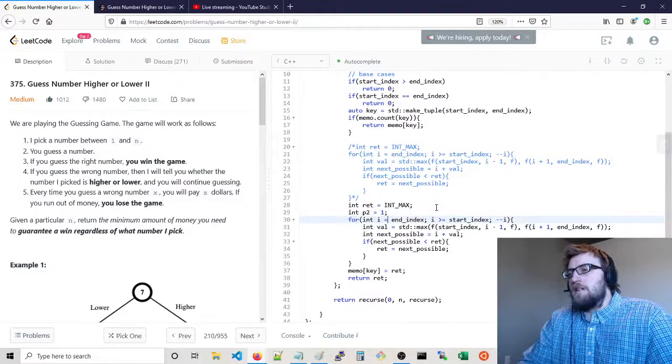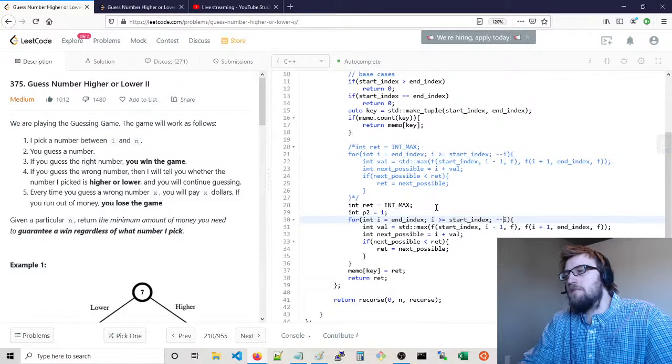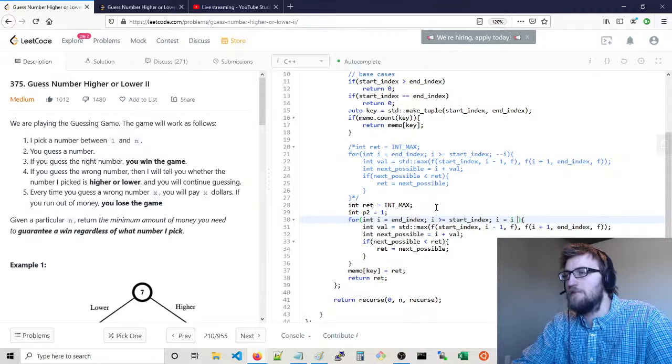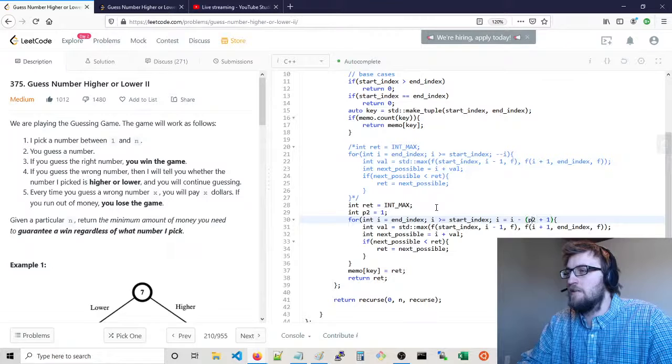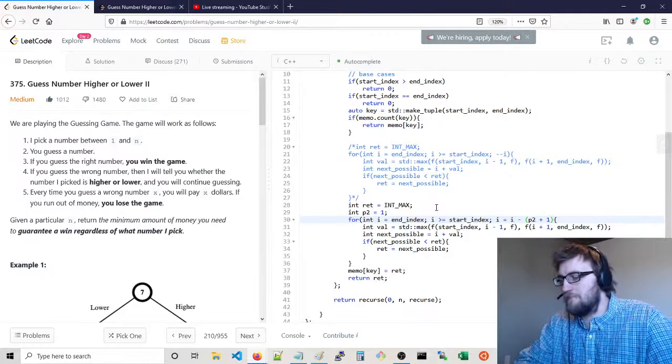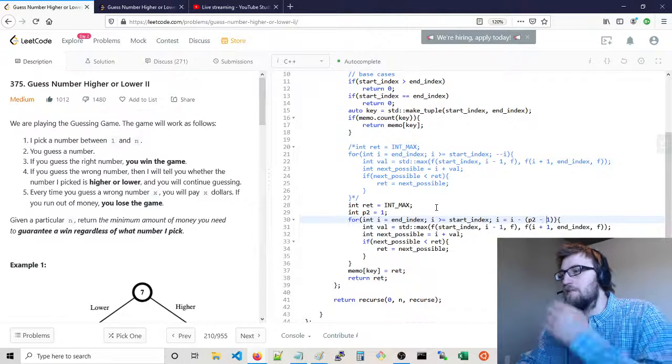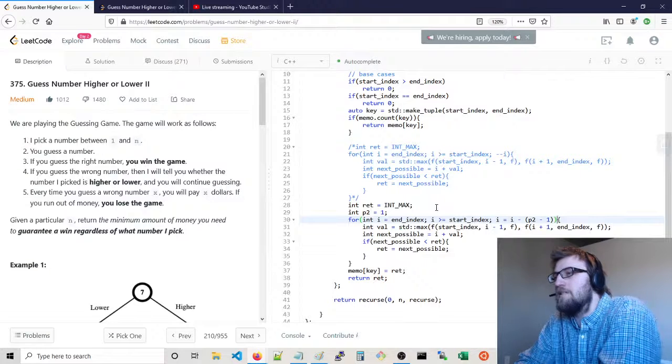And we're going to say I is going to be equal to, so to start at the end index while we're greater than or equal to the start index, I'm going to say I is going to update to itself minus this P2 minus 1 plus 1. Oops, that wasn't what I wanted to do, but okay. It's really P2 minus 1. We're gonna leave that in there.